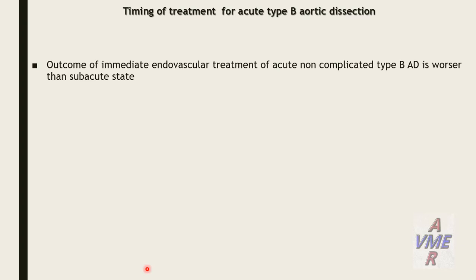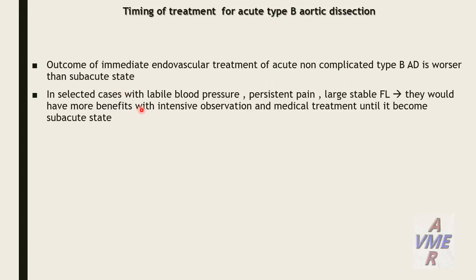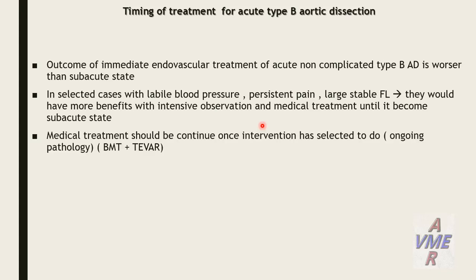Timing for treatment of the acute type B aortic dissection. The outcome of immediate endovascular treatment for acute non-complicated type B aortic dissection is worse than in the subacute state. In selected cases with low blood pressure, resistant pain, and a large stable false lumen, they would have more benefit from intensive observation and medical treatment until it becomes subacute. Medical treatment should be continued once intervention has been selected, being an ongoing pathology. So at that point, we are doing best medical treatment plus TEVAR.